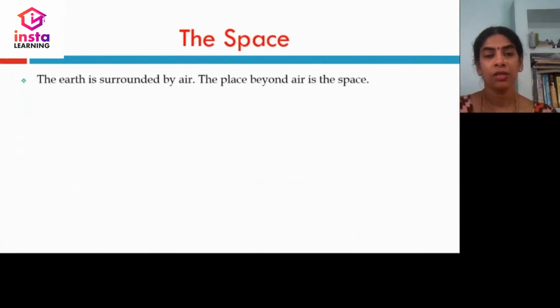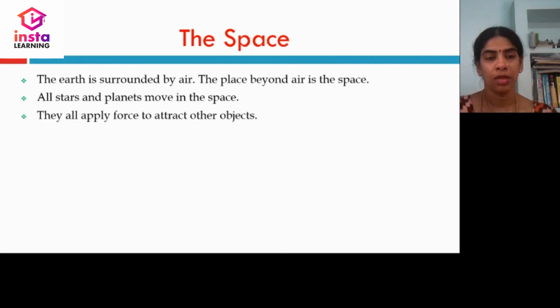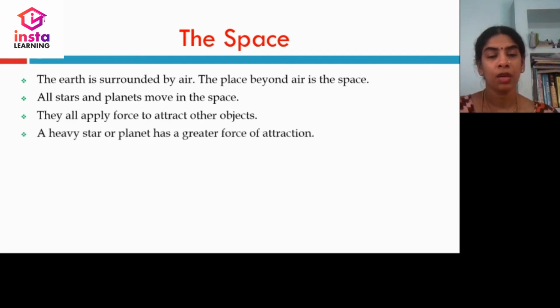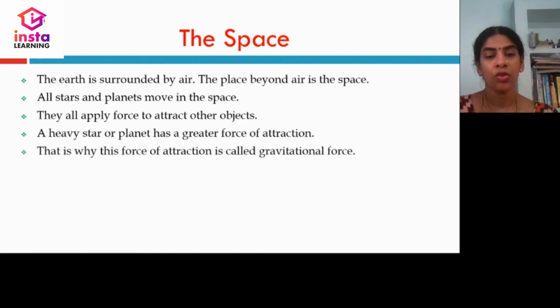Space. The Earth is surrounded by air. The place beyond the air we call space. All stars and the planets move in space. They all apply force to attract other objects. A heavy star or a planet has a greater force of attraction. Hence, the force of attraction is called gravitational force.